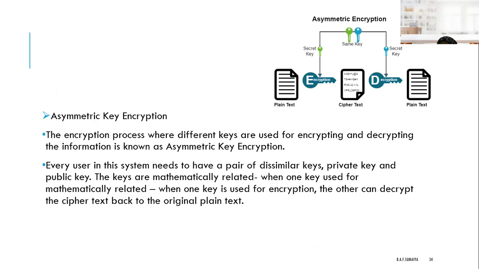Asymmetric key encryption. The encryption process where different keys are used for encrypting and decrypting the information is known as the asymmetric key encryption. Every user in this system needs to have a pair of dissimilar keys, private key and public key. The keys are mathematically related. When one key is used for the encryption, the other one decrypts the ciphertext back to the original plain text.